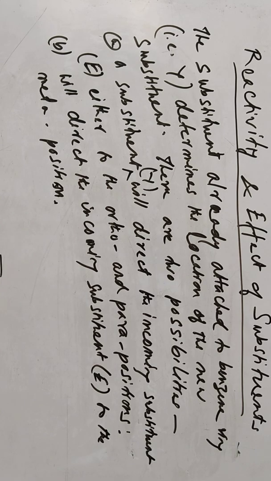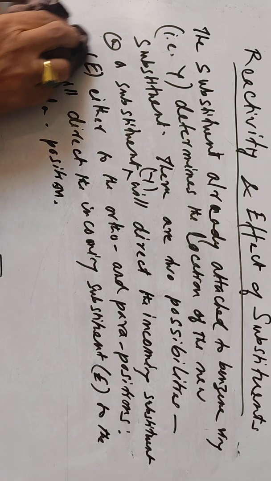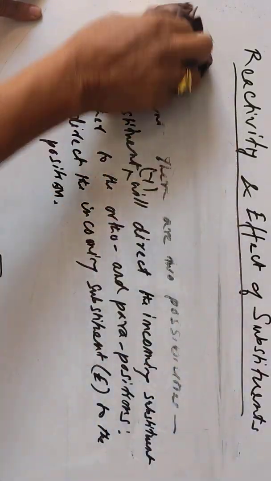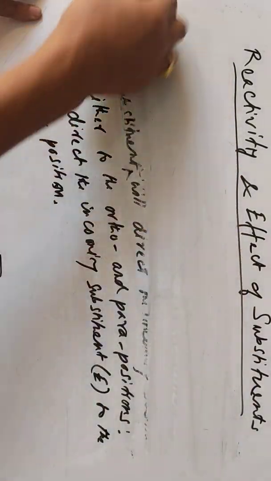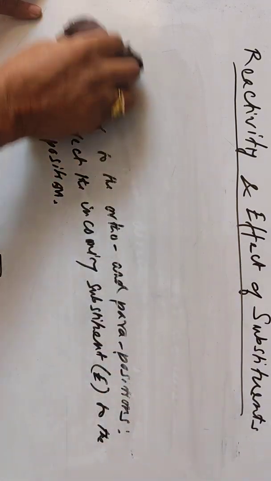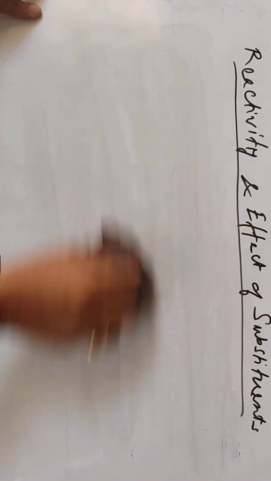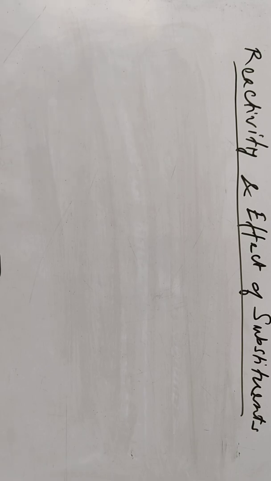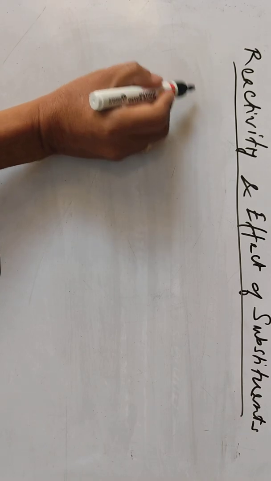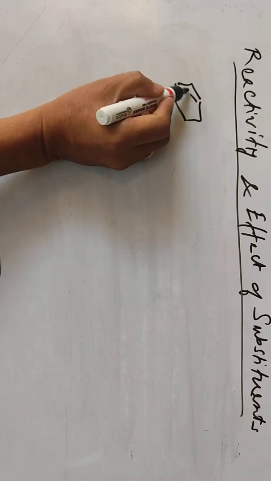All activating substituents like electron donating groups and the weakly deactivating halogens are ortho-para directors, and all substituents that are more deactivating than halogens are meta directors. So all the activating substituents like electron donating groups will direct the incoming substituents to the ortho and para positions.